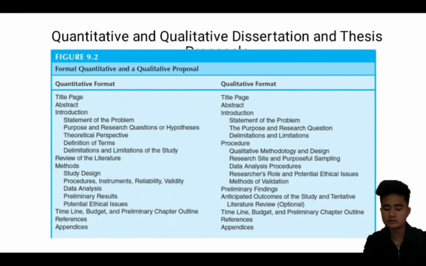The procedure section in a qualitative proposal will include the details about the qualitative research design and also information about sampling and data analysis. Well, if you have already done a preliminary investigation, like a small interview or observation, you can include it here. Okay, the preliminary studies help you to test if your research design really works before getting approval from the committee.